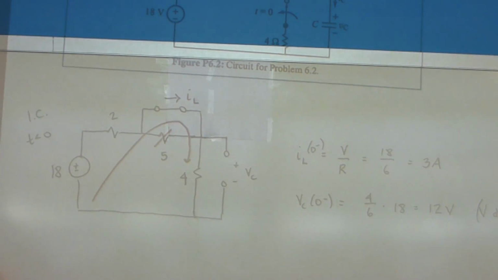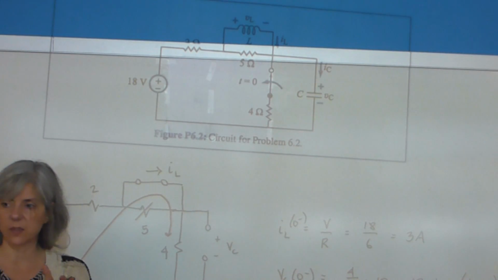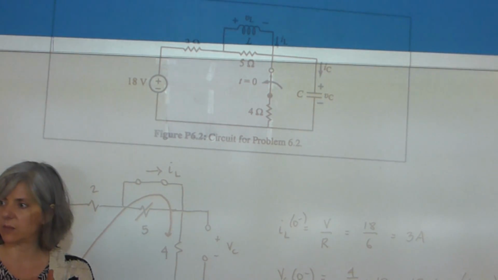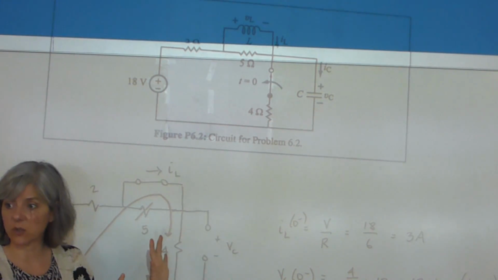So now I move to a new page to give myself some space. Now let's look at what happens when I open the switch, because that's going to change things a little bit. Remember, I have been asked to find the initial values of all four: V sub C, V sub L, I sub C, I sub L. I have already found the ones that don't change. That's all I can find from the initial condition circuit.